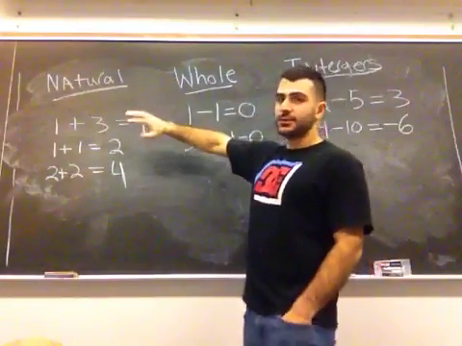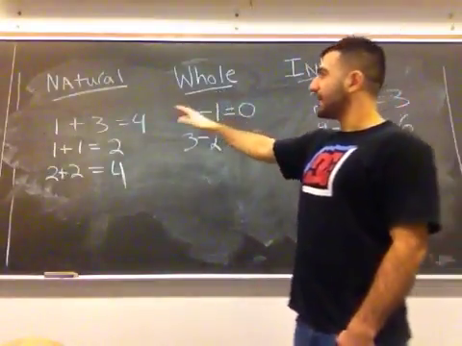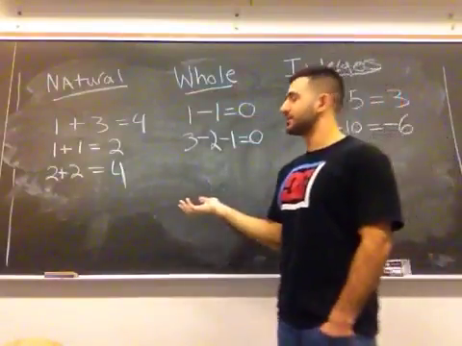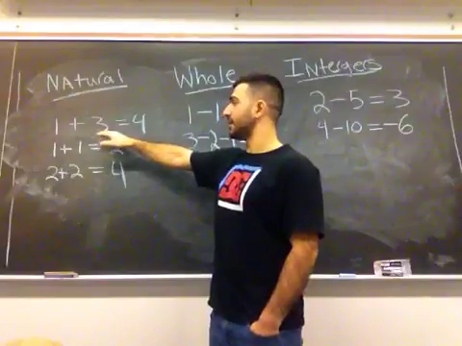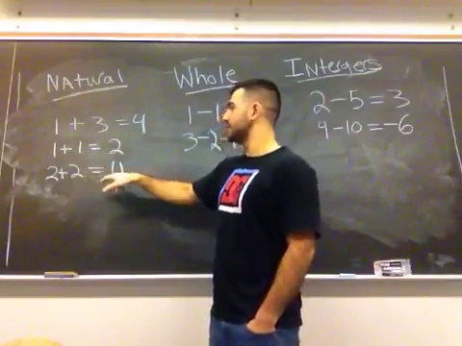Okay, we're going to do some math here. Why are we talking about natural numbers, whole numbers, and integers? When do they actually occur? Let's say we're just solving some equations here. 1 plus 3 is 4, 1 plus 1 is 2, 2 plus 2 is 4.